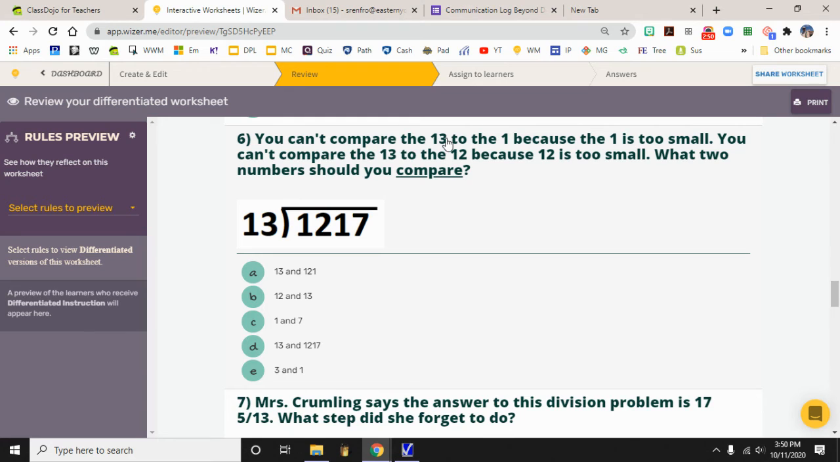You can't compare the 13 to the 1 because the 1 is too small. You can't compare the 13 to the 12 because the 12 is too small. Therefore, what two numbers should you compare? Well, I'm going to compare the 13 to the 121.